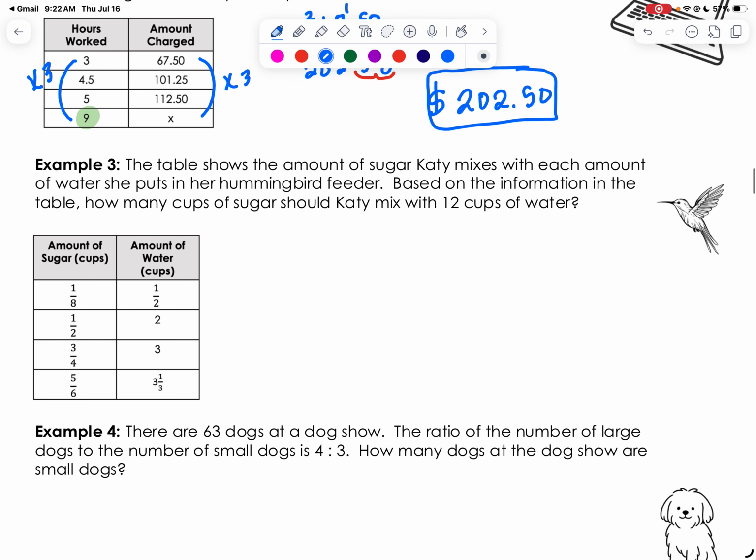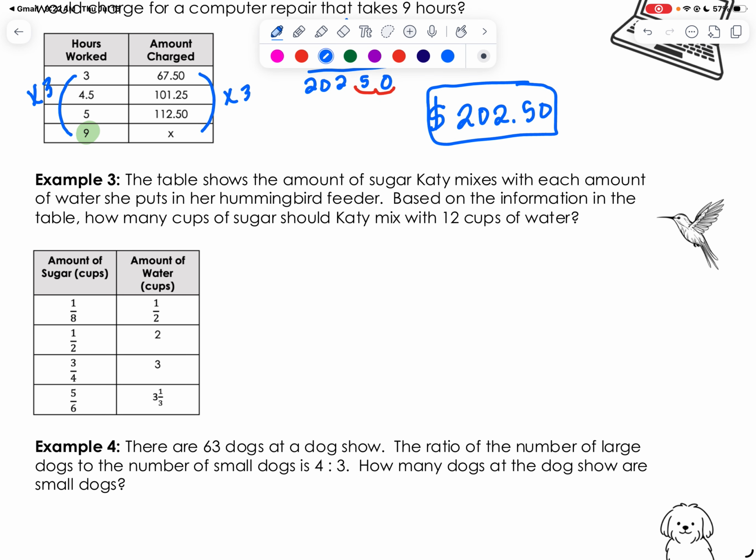All right, example 3. The table shows the amount of sugar Katie mixes with each amount of water she puts in her hummingbird feeder. Based on the information in the table, how many cups of sugar should Katie mix with 12 cups of water?